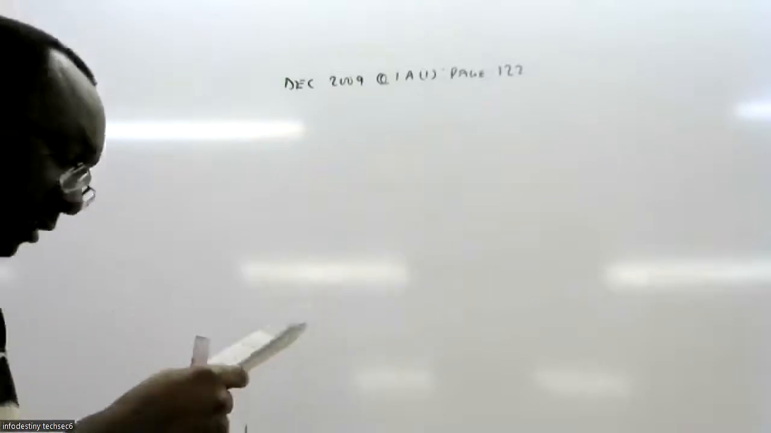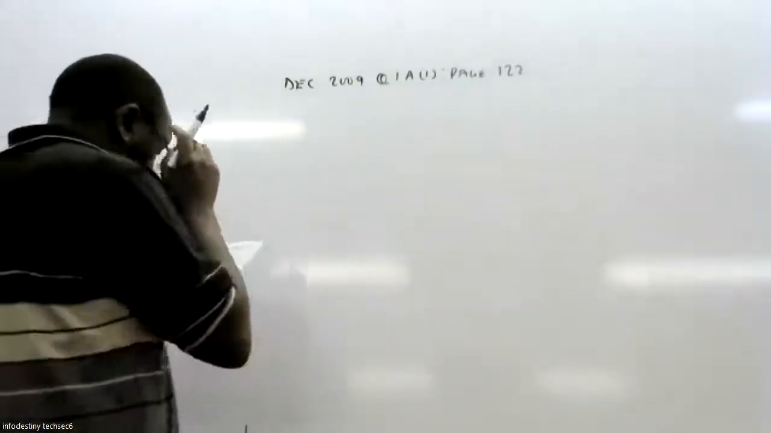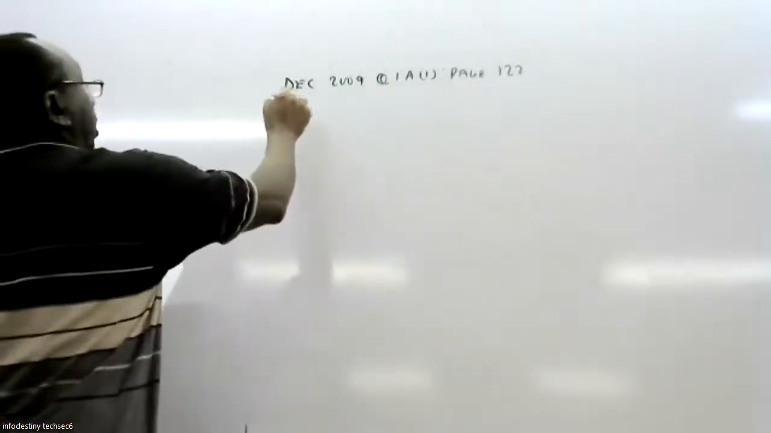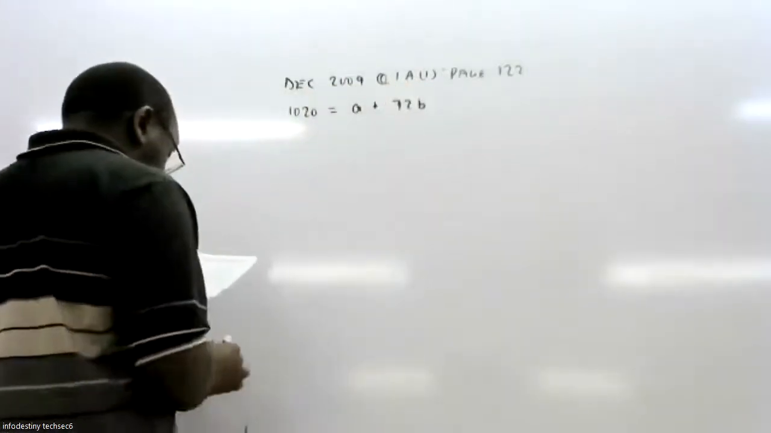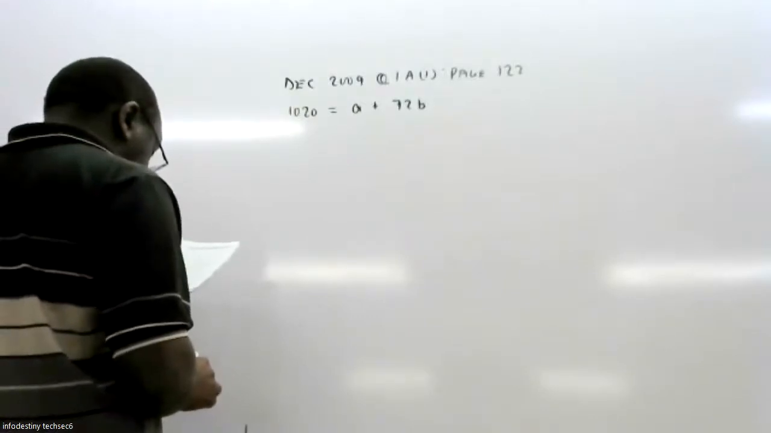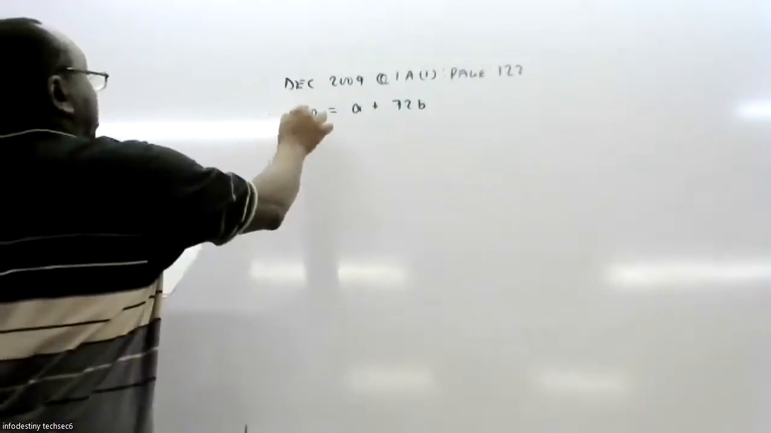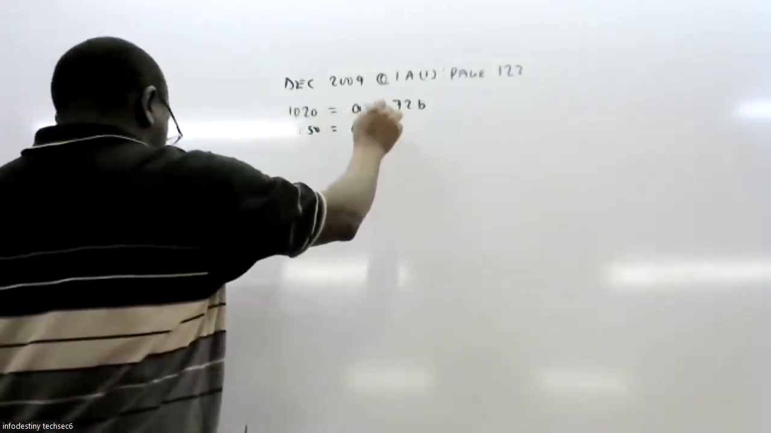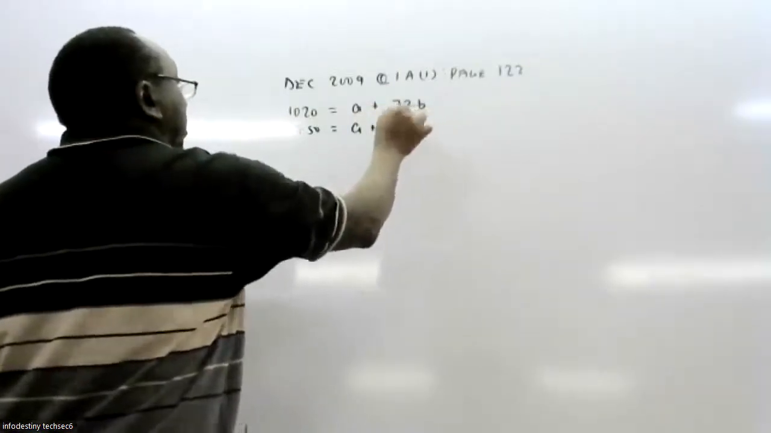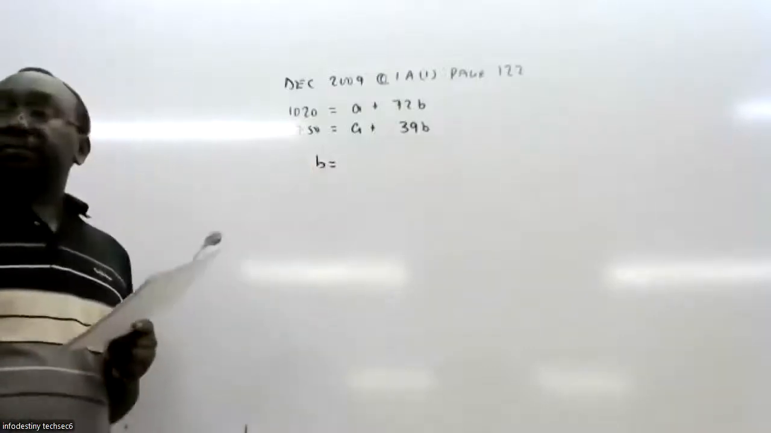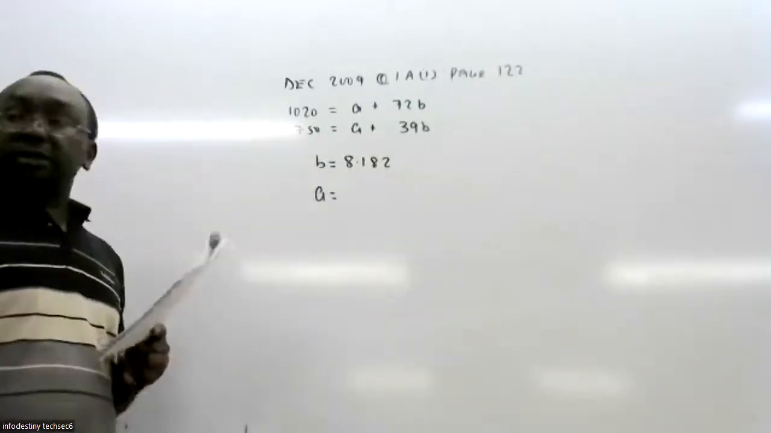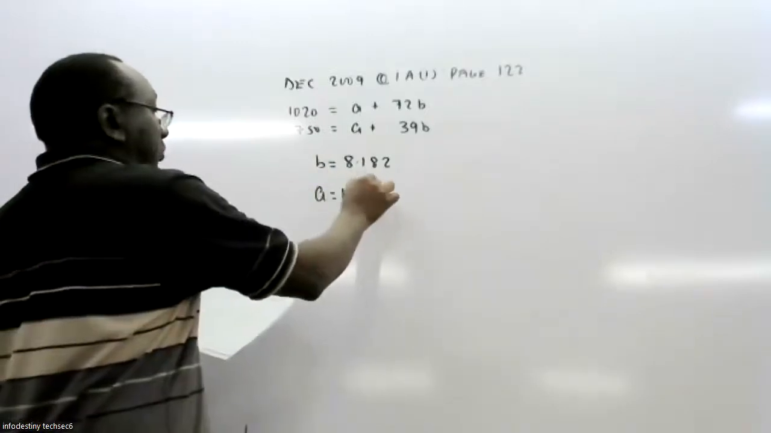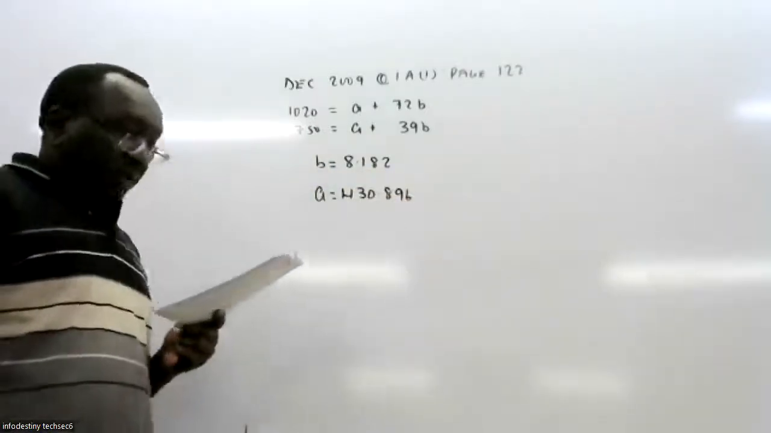The highest machine hours in the pattern is 72, so we say 1,020 equals A plus 72B. And the lowest you get is 39, so you say 750 equals A plus 39B. Based on that, you have gotten B as 8.182, and A as 430.896. Good. So that is how it is supposed to be done.